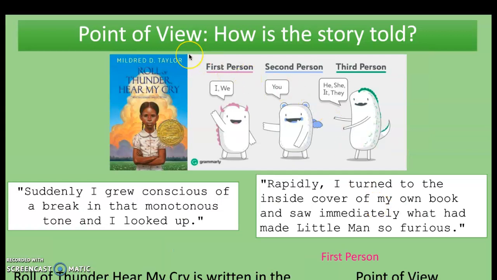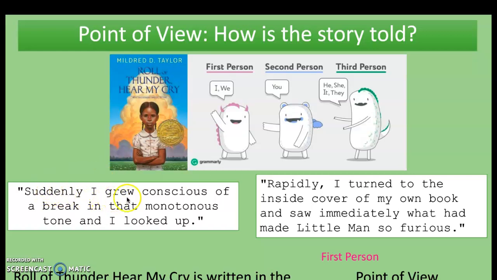So if we think about our novel, Roll of Thunder, Hear My Cry, we're going to look at two excerpts from our story. You're going to think about what point of view it is being told in. How did the author decide to tell this story?